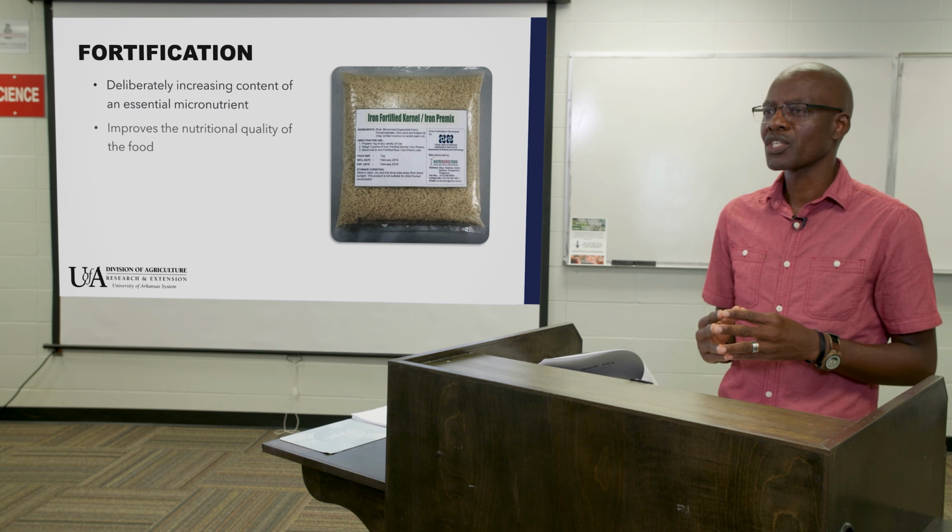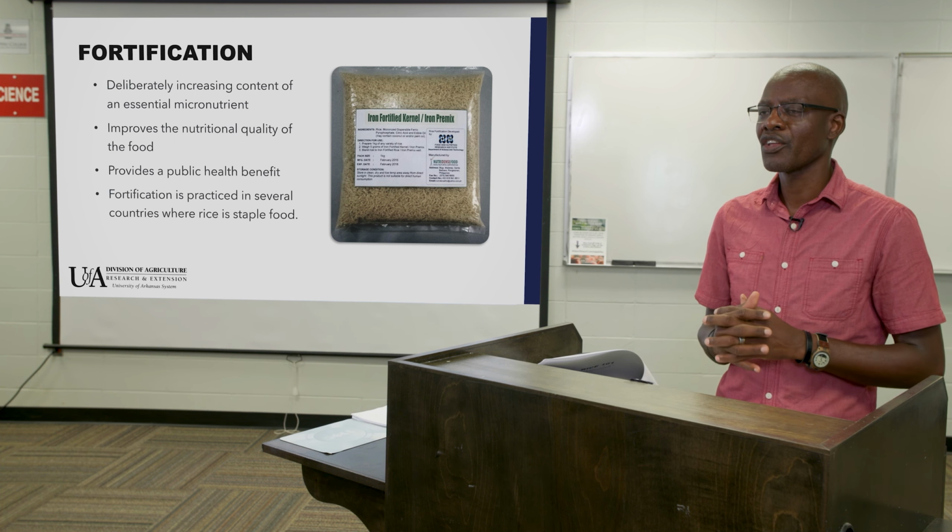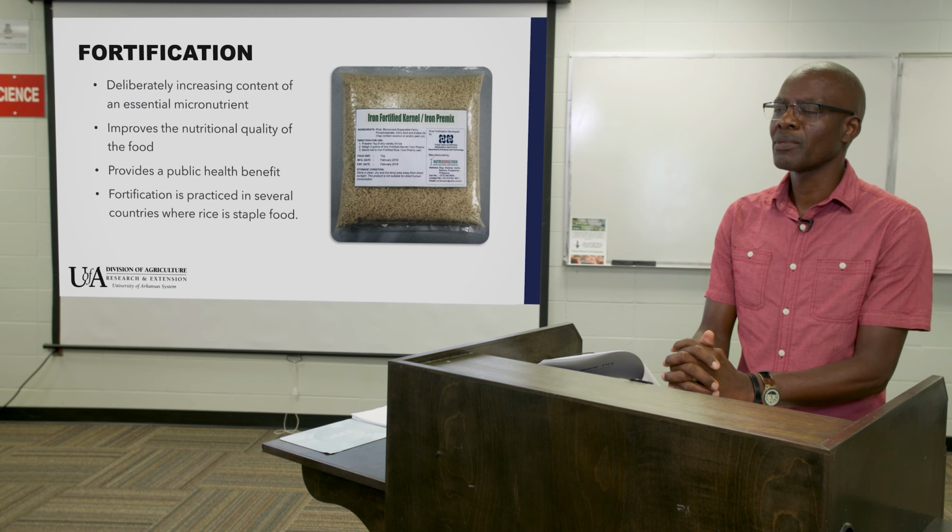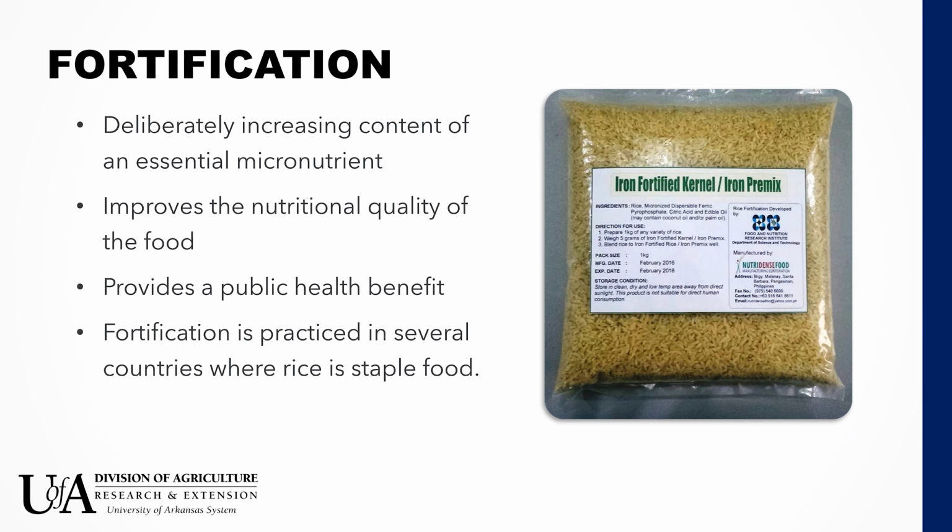Now, another end-use process that you'll find in the industry is rice fortification. And so rice fortification basically is the deliberate increase of the content of some essential micronutrients. As you'd imagine, there are some countries that use rice as their predominant or their staple food. And rice, as you know, contains majority of it as starch or carbohydrates. And so for them to get other nutrition, they may have to add some other micronutrients. And so this process improves the nutritional quality of this rice. It provides additional health benefits to the public, and it's practiced in several countries, as I mentioned, that use rice as a staple food.